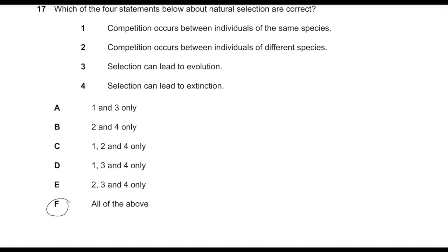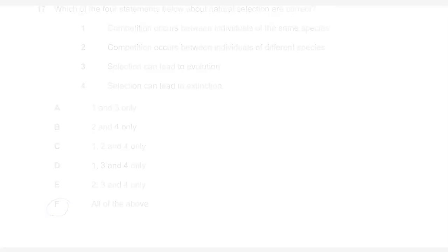And statement number 4, selection can lead to extinction. Well, if you don't have advantageous alleles and your species or the individual themselves is undergoing evolution, they won't survive, and their species won't survive as a result because they don't have the advantageous alleles or the characteristics to survive, and they go extinct. Therefore, the answer is F, and that's question number 17 completed.